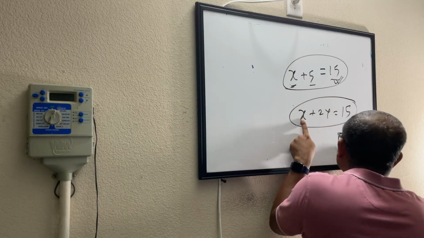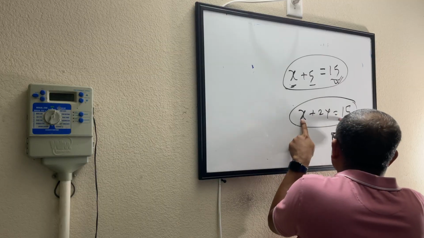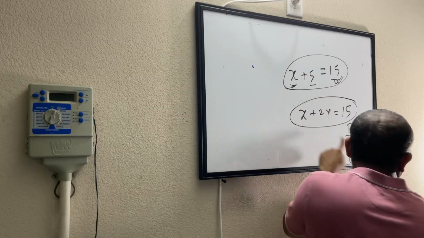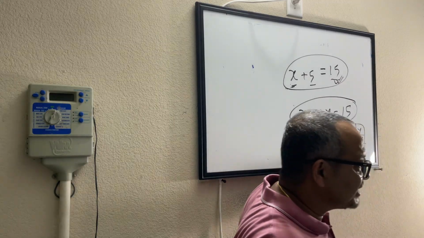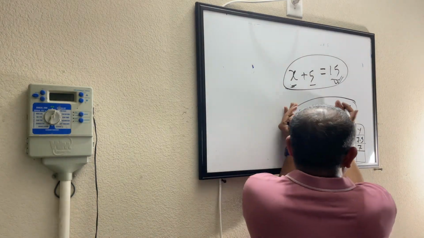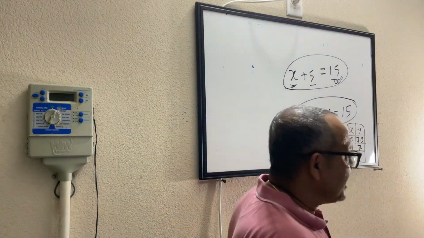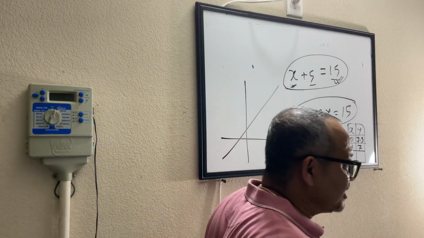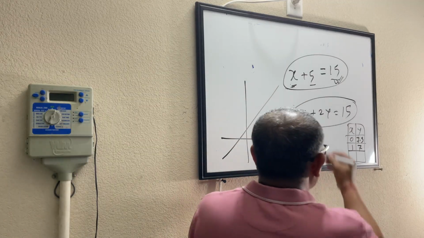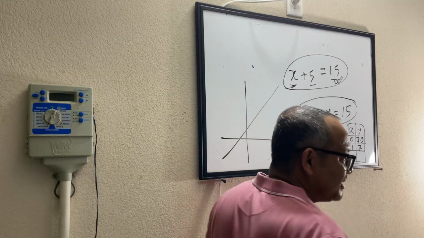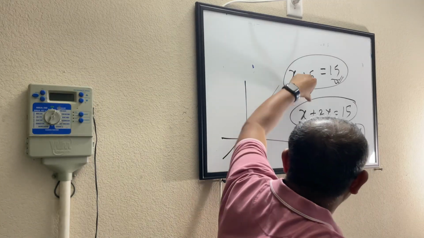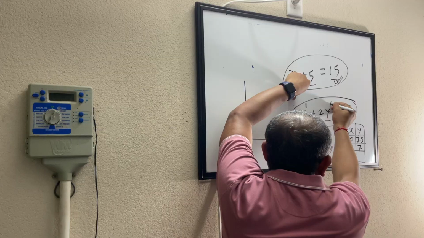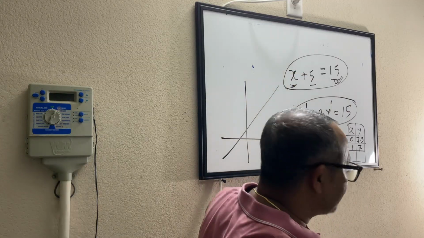When x changes to 1, it will be 15 minus 1, 14 by 2, 7. See, for every value of x, there is a corresponding value of y to meet this agreement. And when you use this to plot on a coordinate plane, it always draws a straight line when you have x and y, two variables, with the maximum power being 1.